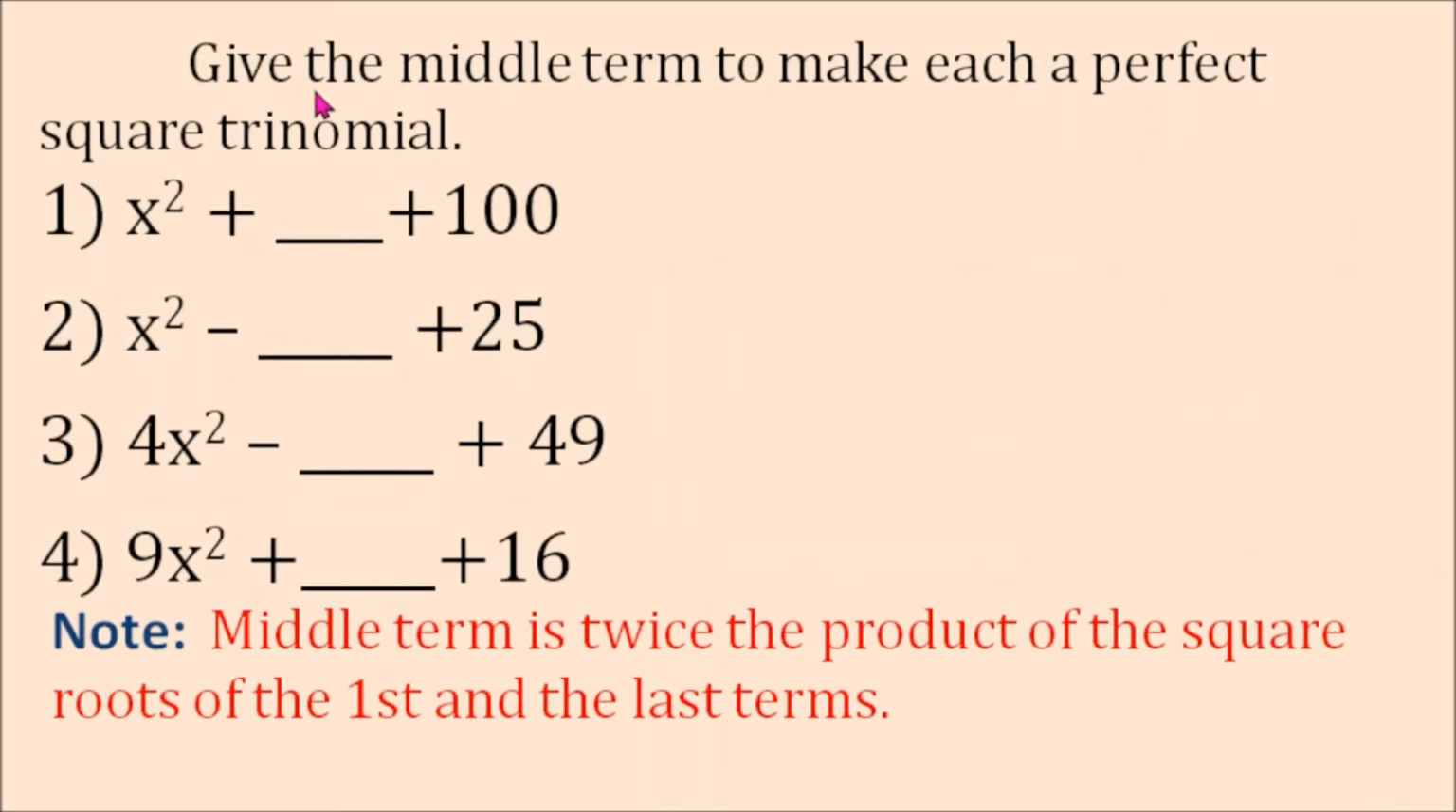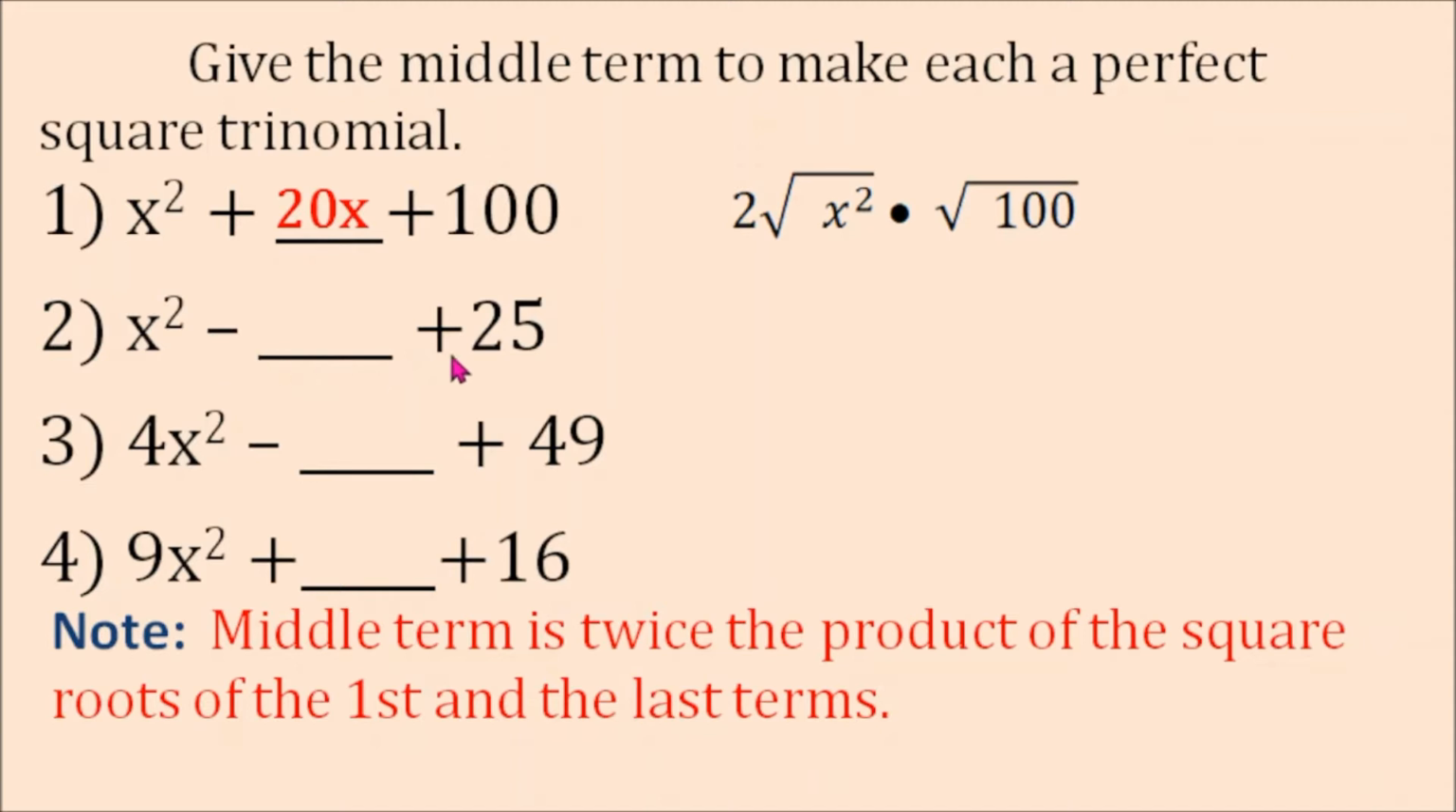Now, give the middle term to make each a perfect square trinomial. So remember, the middle term is twice the product of the square roots of the first and the last terms. X squared plus what plus 100? The answer is 20x. How? Twice the square root of x squared times square root of 100. Square root of x squared is x, square root of 100 is 10, so 10 times x is 10x, then twice, that's 20x.